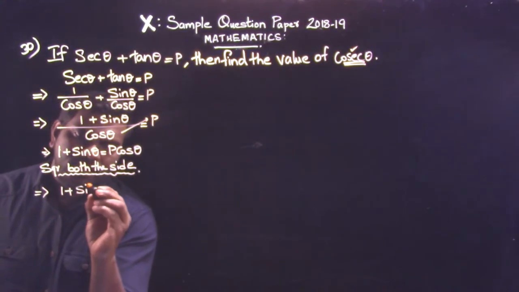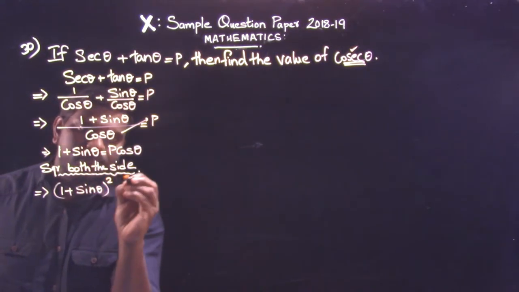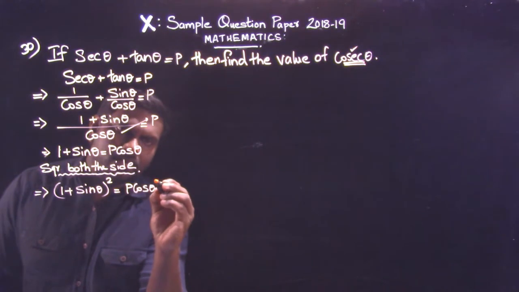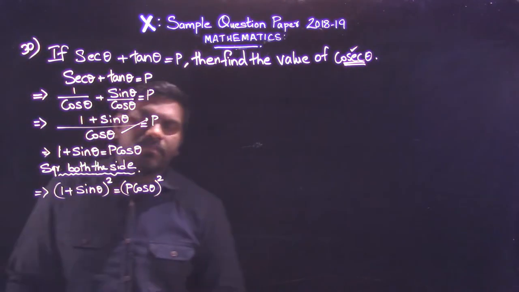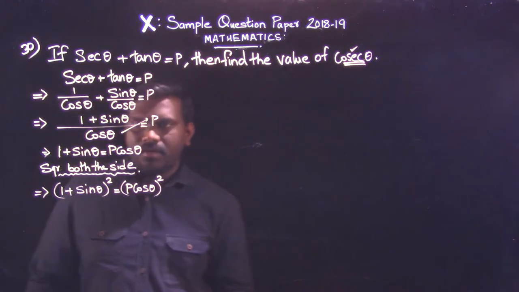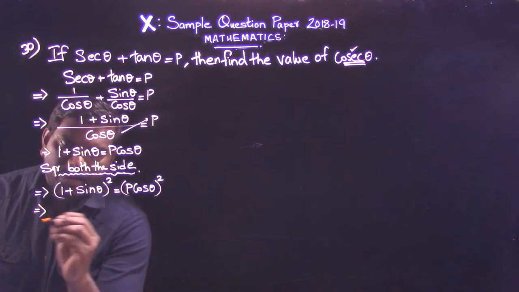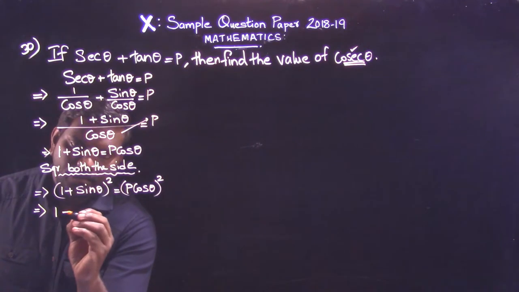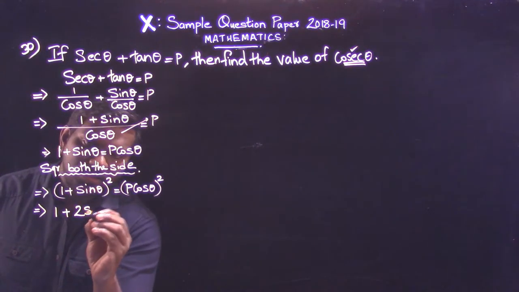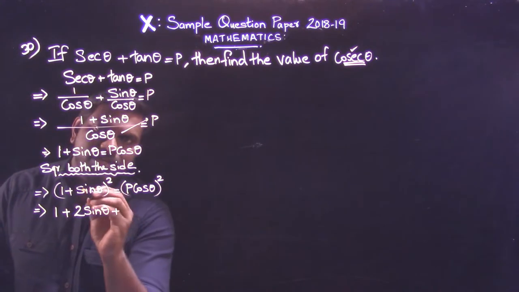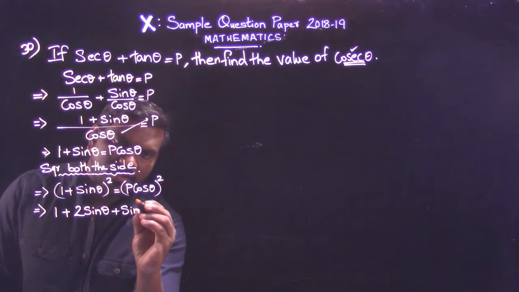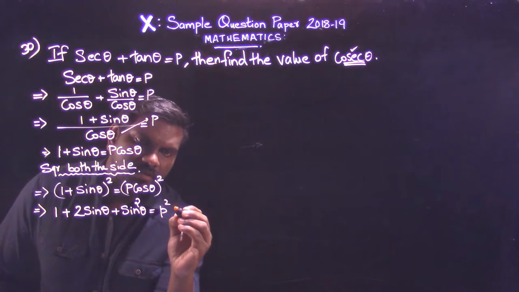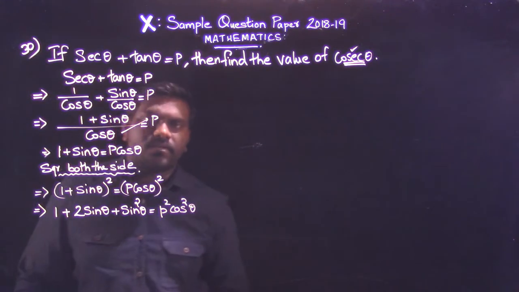(1 + sin θ)² = (p cos θ)². Fine. Now, when I expand this one, I get (a + b)², which is the first term squared, plus 2 into 1 into sin θ, plus the second term squared, that is sin² θ, equal to what could be written here, p² cos² θ. Fine.